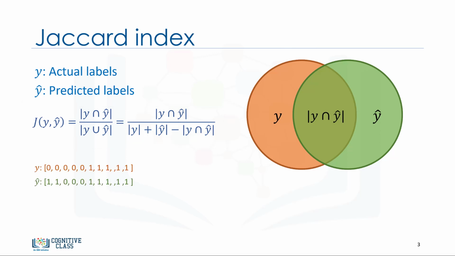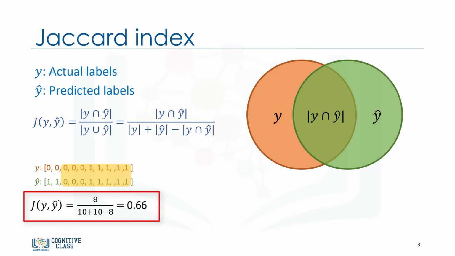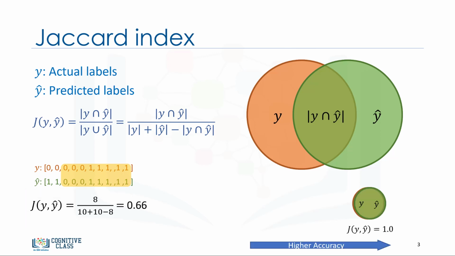For example, for a test set of size 10 with 8 correct predictions or 8 intersections, the accuracy by the Jaccard index would be 0.66. If the entire set of predicted labels for a sample strictly matches with the true set of labels, then the subset accuracy is 1.0. Otherwise, it is 0.0.